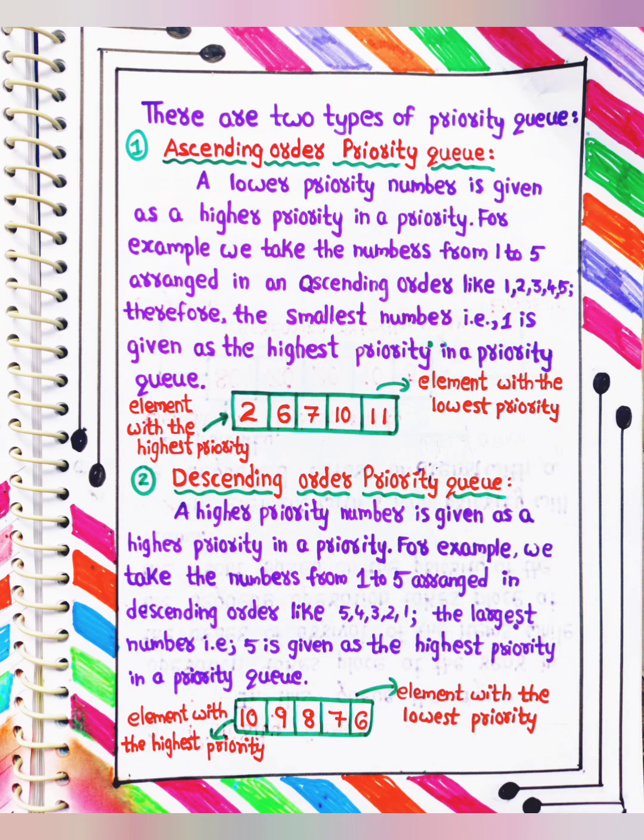Here we can see some elements 2, 6, 7, 10, 11. Here 2 is the element with the highest priority. 11 is the element with the lowest priority.